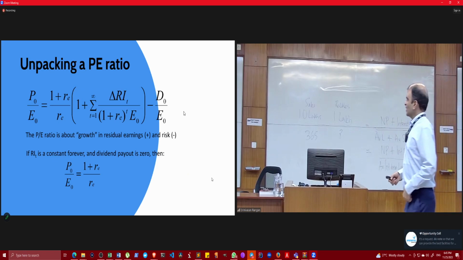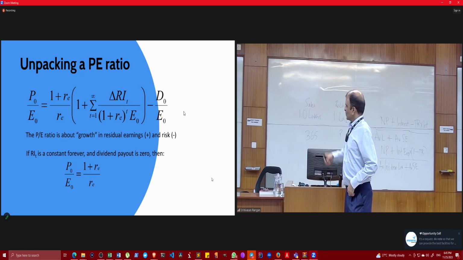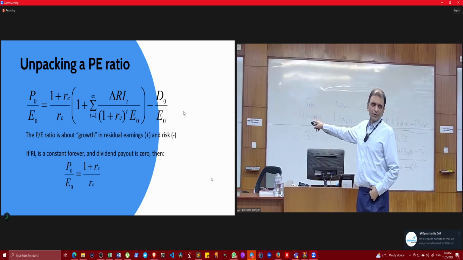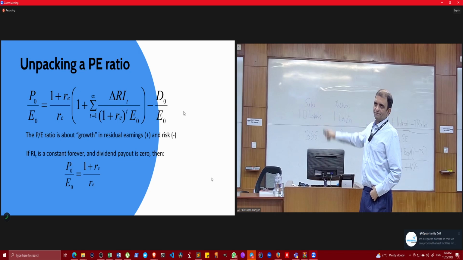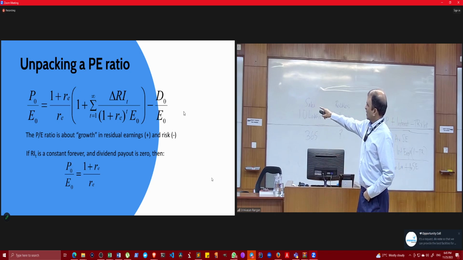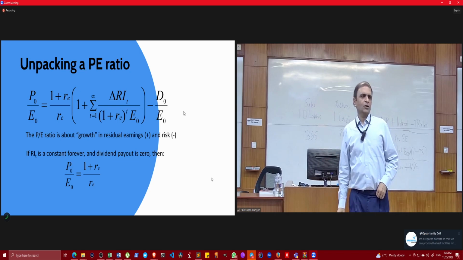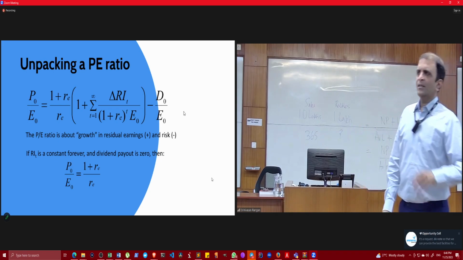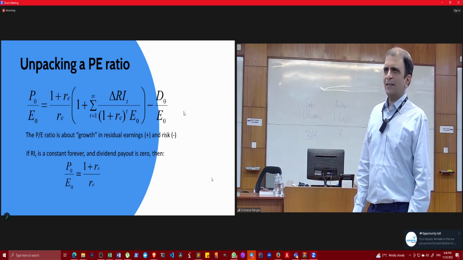But basically, if you look at this ratio, don't worry about all the characters. Focus on the change in RI, which is like profit. Think of it as some kind of profit, so it's a growth in profit. Now, RE is your cost of equity, or an indicator of risk. The higher the RE is, the higher the riskiness of the firm. Think of it like that.